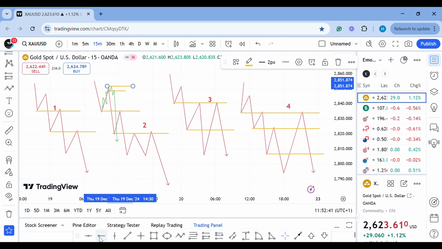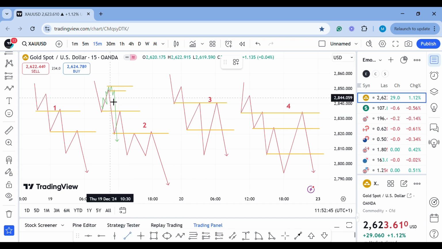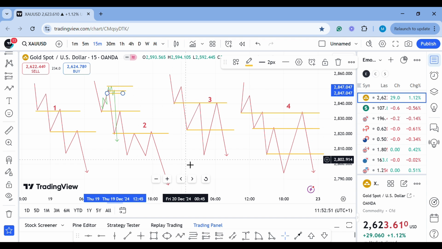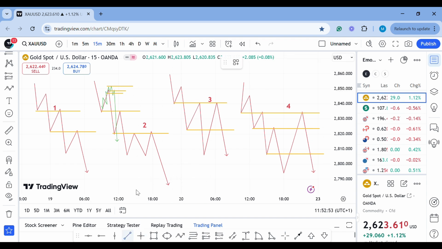So the reason why I'm drawing this zone, it should be like a lower time frame zone. The reason why I'm plotting this zone is so that you understand it better. There's a zone here. There's a zone here.